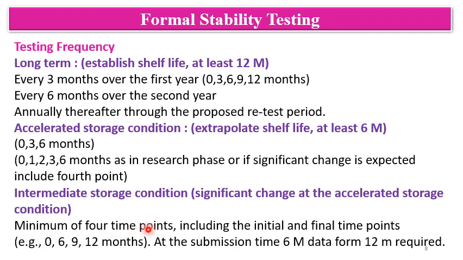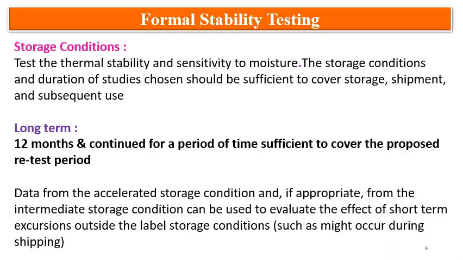That is, a minimum of 4 time points should be there, including initial and final time points. Example is 0, 6, 9 and 12 months. At the submission time, 6-month data is required from the 12-month period. So for the long-term condition, it is till the retest period or shelf life period. Intermediate will be 12 months and accelerated will be 6 months period.